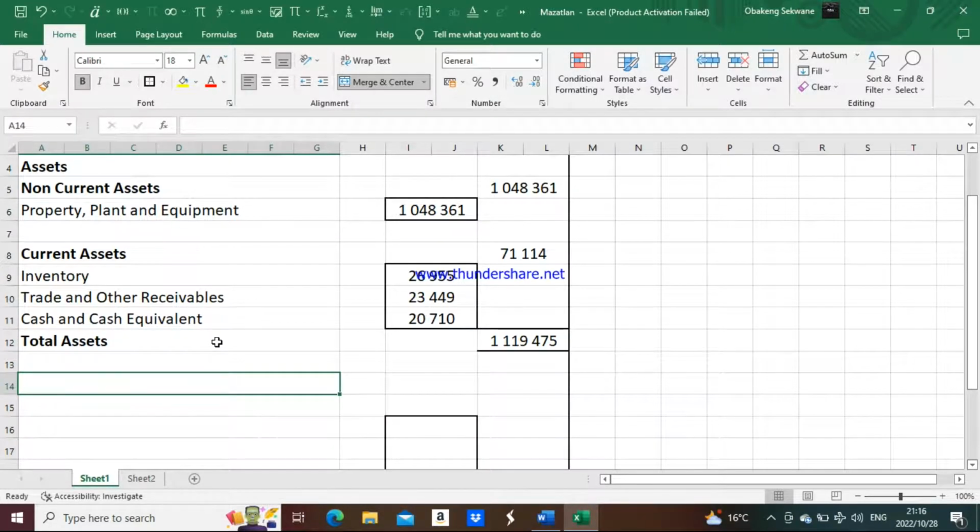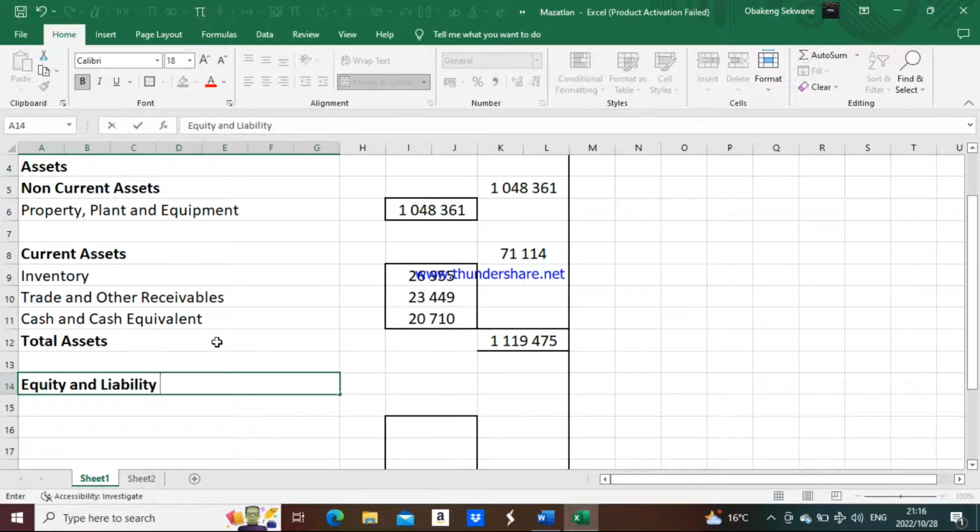Okay, so the next thing we have is our equity and liability. Here we start off with equity.